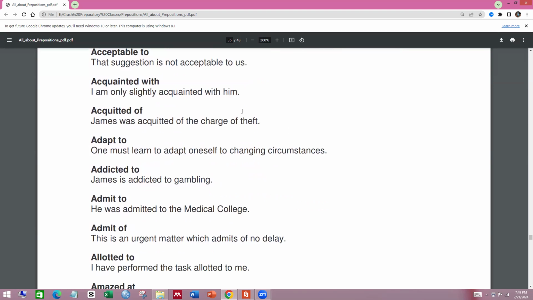Adopt, अपने आप को किसी भी हैबिट में या फिर किसी भी नए माहौल में, एनवायरनमेंट में अडॉप्ट कर लेना, या फिर कोई भी चीज कहीं से, फॉर एग्जांपल, उठानी है तो उसको फॉलो करना. सो वी कॉल इट एडॉप्टेशन. Adopt. One must learn to adopt oneself to changing circumstances. ठीक है.